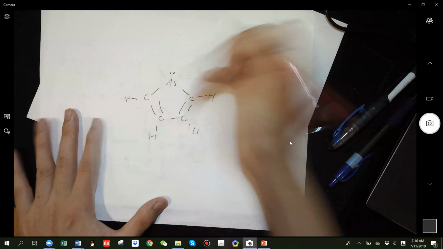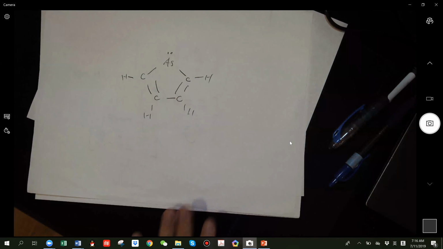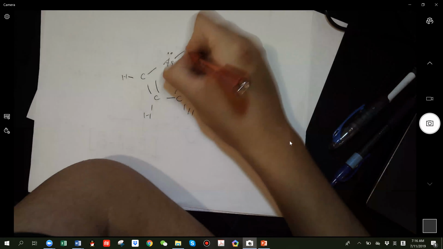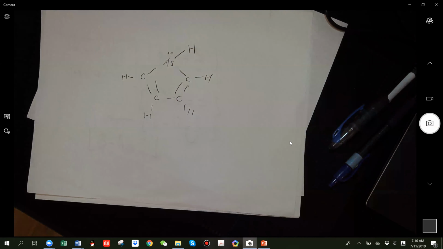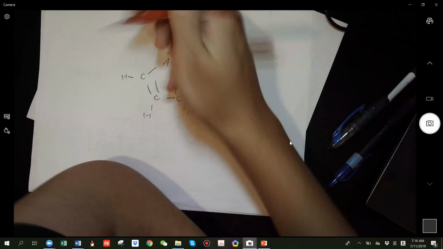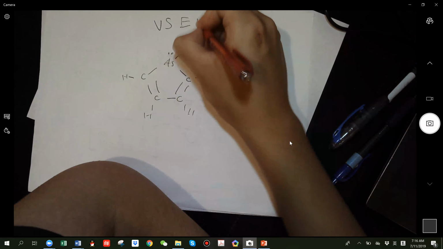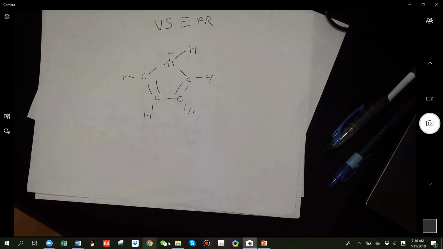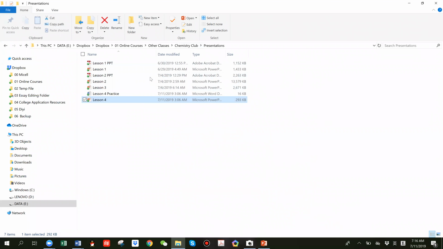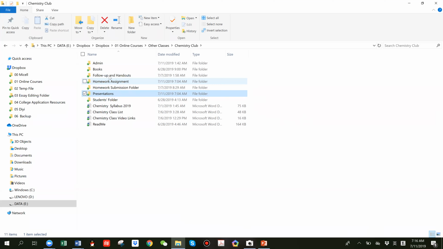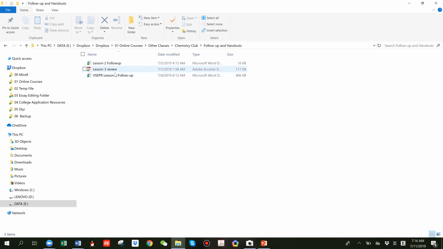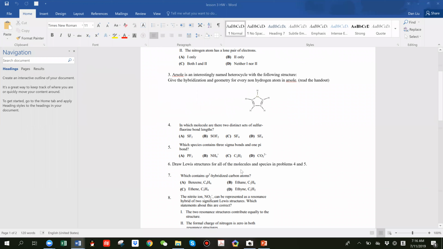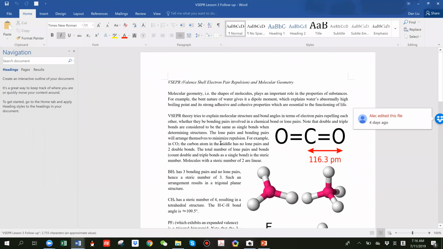And there's a lone pair. Okay, so did everyone read the handout on VSEPR? Oh, there should be a hydrogen. Did everyone read the handout on VSEPR? Okay, so let me pull up the document.